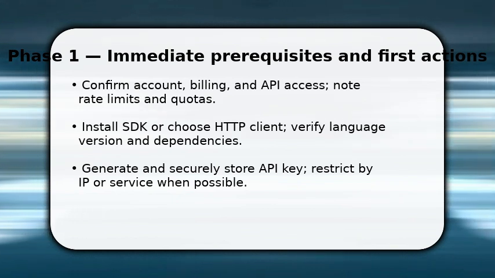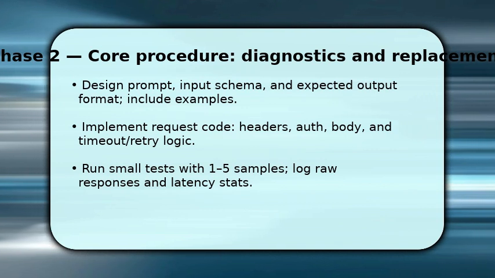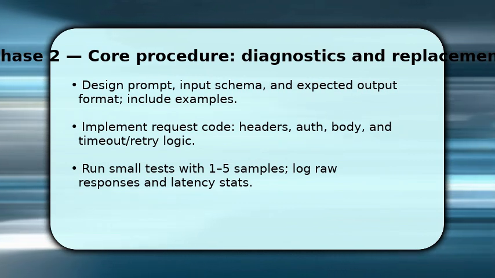Next, design your request flow. Craft the prompt or payload, define the schema for inputs and expected outputs, and include a couple of examples to guide the model. Implement the request code with proper headers, authentication, content type, and sensible timeout, plus exponential backoff for retries.